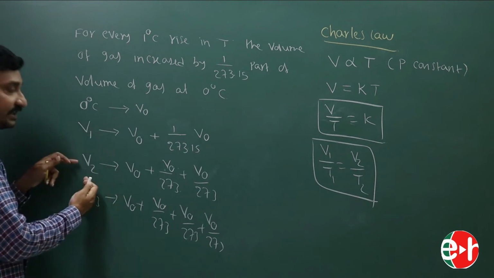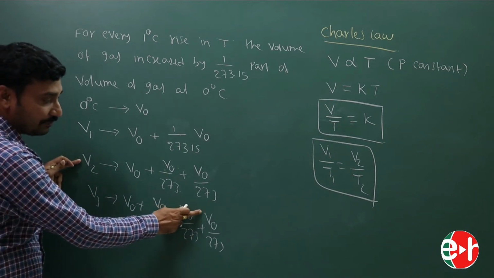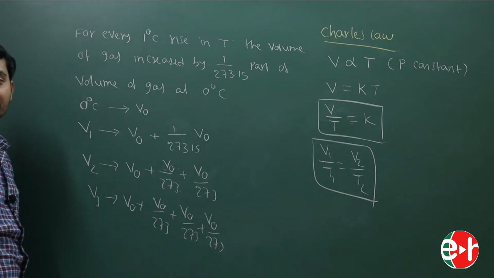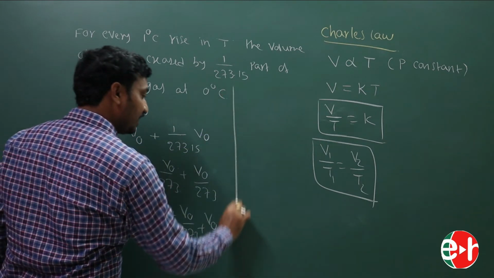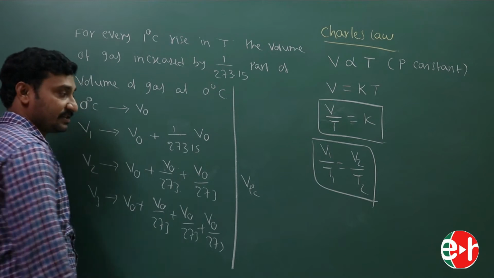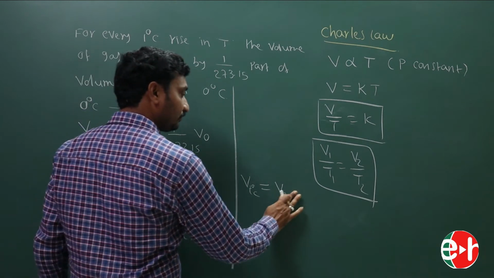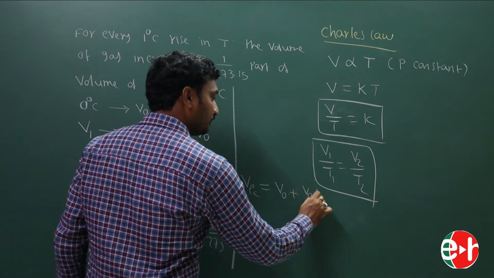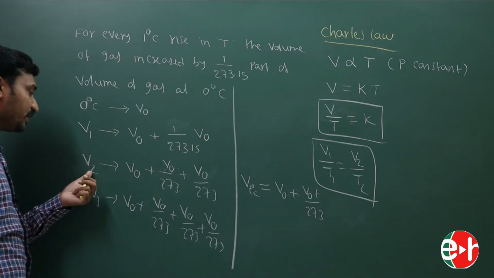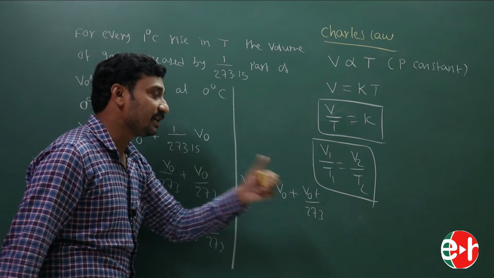So for every 1 degree centigrade rise in temperature, the volume of gas increased by 1 by 273 part of the volume of gas at 0 degrees Celsius. Got it? And finally Vt. So the volume of gas at t degrees Celsius, Vt, is equal to V0 plus V0 t by 273. Why? Because here 3 degrees Celsius, 3 V0 by 273, 2 degrees Celsius, 2 V0 by 273. So t degrees Celsius, V0 t by 273.